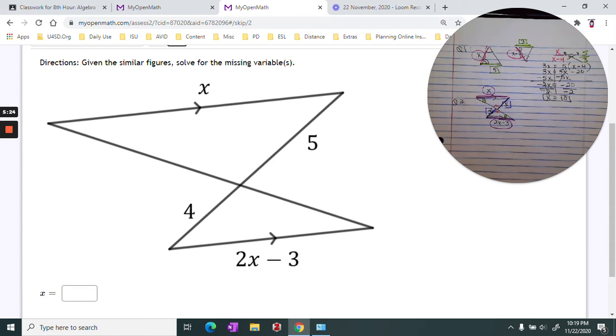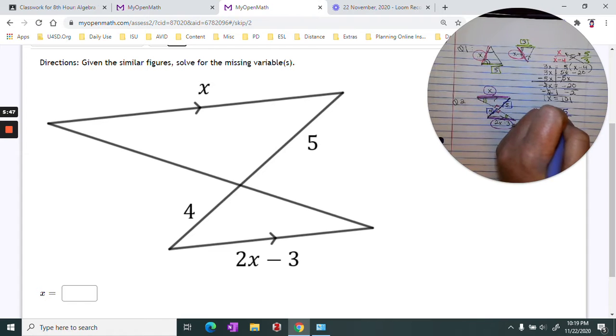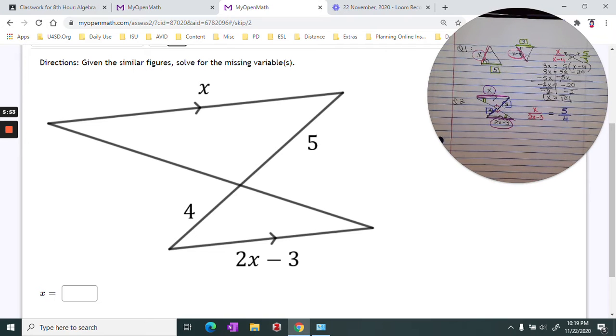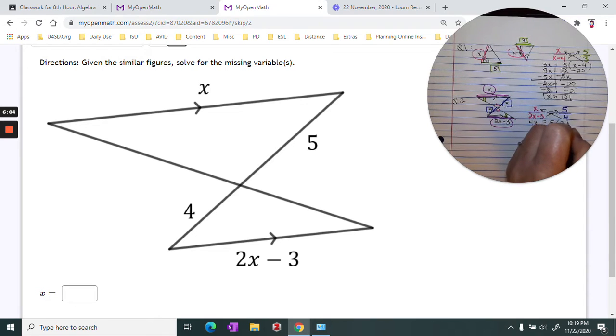So again, I want to be consistent in my proportional equation setup here. So I'm going to start up here with x and put that as x over 2x minus 3. And then, since I started with the top triangle, I'm going to stay with the top triangle, 5 over 4. And that is what I am going to cross multiply and solve. So again, cross multiply, 4x equals the quantity 5 times the quantity 2x minus 3.